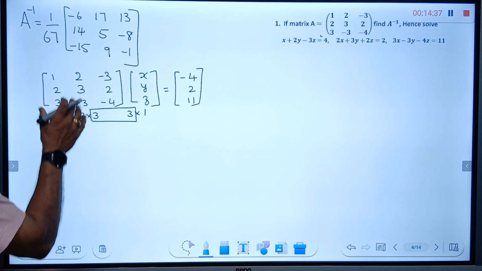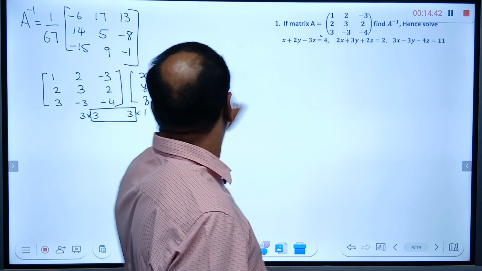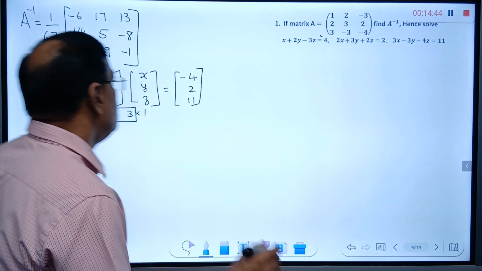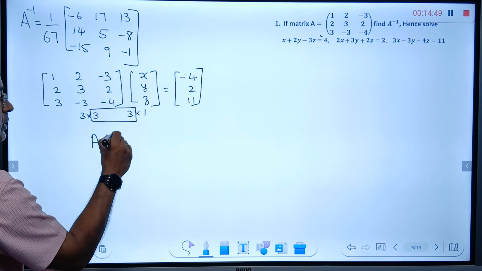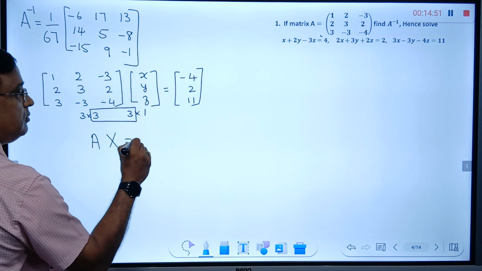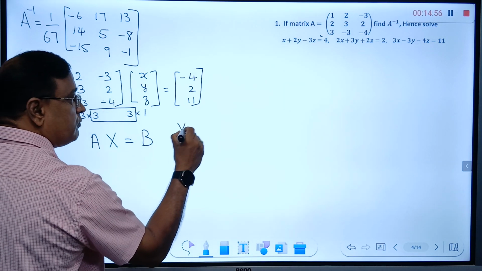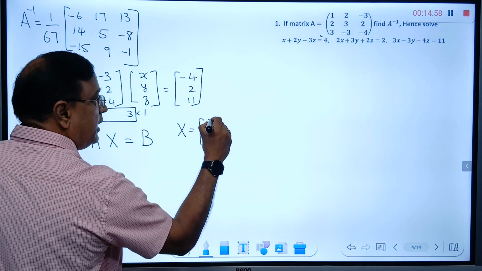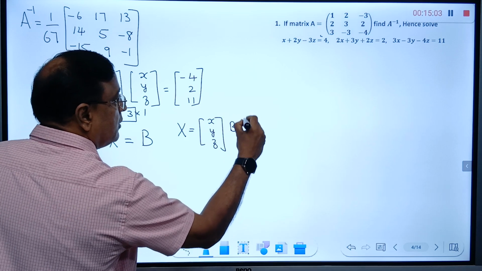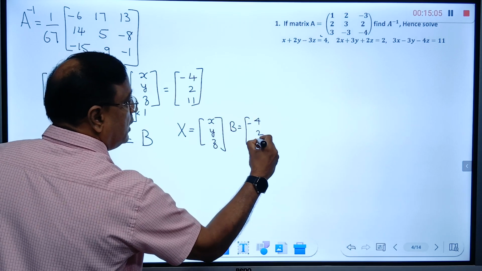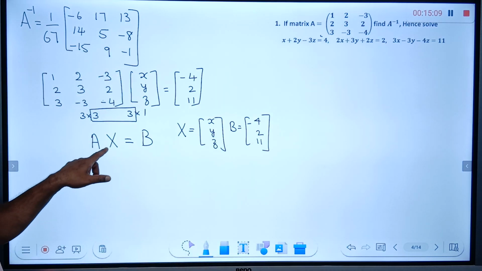Now if you observe this very carefully, this is nothing but matrix A. Can you see it? It's exactly A. So this is A. But I don't know what this is, so I will call it X, equal to B. I have given two new names to it. So what is X then? You have to declare the variable. X is the column x, y, z. And what is your B matrix? That is minus 4, 2, and 11.